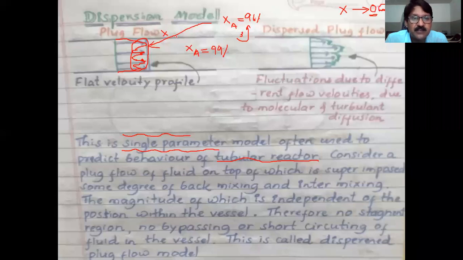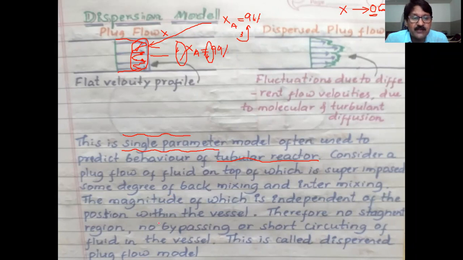Suppose some mixing is here, then again some mixing will be here, some mixing will be here. So these magnitudes will be independent. Here the mixing is more, here the mixing is less, here the mixing is reduced, but mixing is there. So this magnitude of mixing is independent of the position. So that time we should be able to predict the extent of mixing.